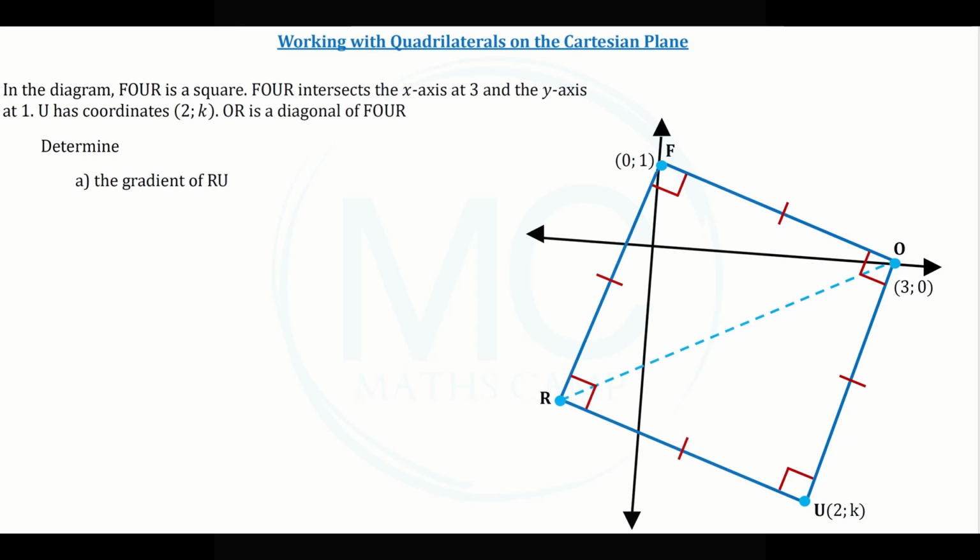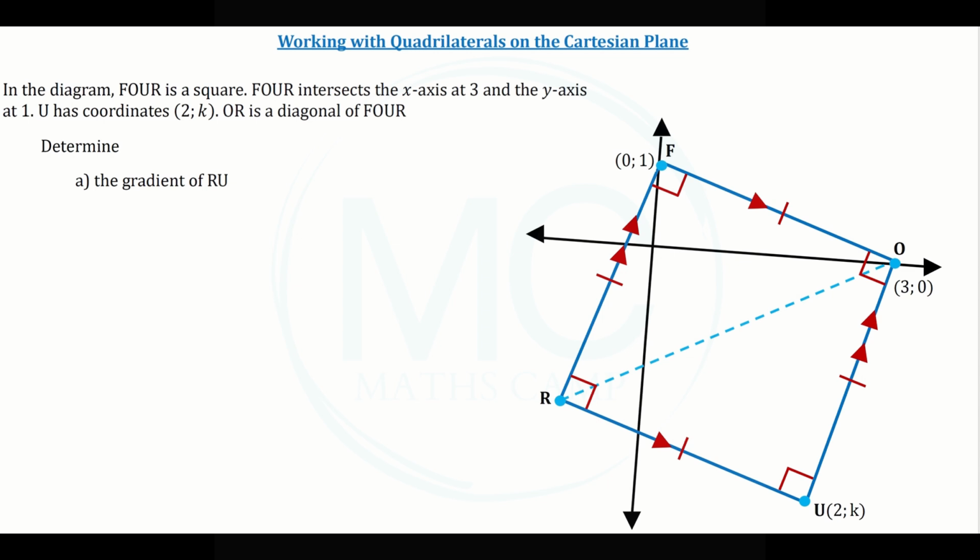We put small arrows on parallel lines to show that the lines are in fact parallel. In this square, FO is parallel to RU, so we can put an arrow on FO and an arrow on RU. FR is parallel to side OU because they are opposite sides. So let's put 2 arrows on FR and 2 on OU.